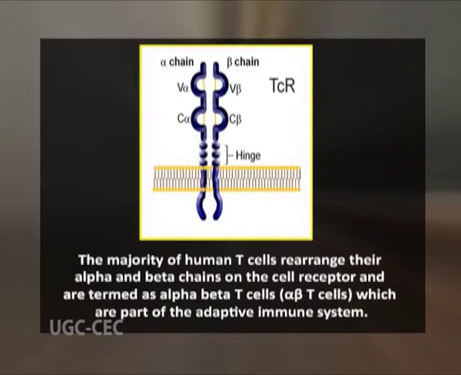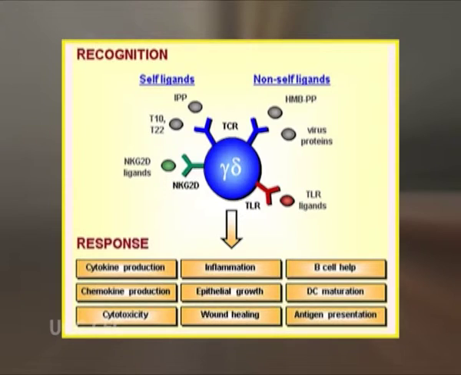There are several subsets of T cells, each with a distinctive function. The majority of human T cells rearrange their alpha and beta chains on the cell surface receptor and are termed alpha-beta T cells, which are part of the adaptive immune system. Specialized gamma delta T cells have invariant T cell receptors with limited diversity that can effectively present antigens to other T cells and are considered to be part of the innate immune system.